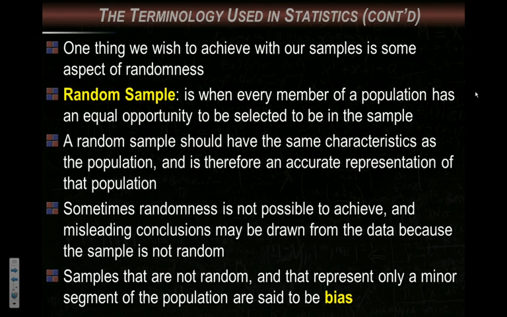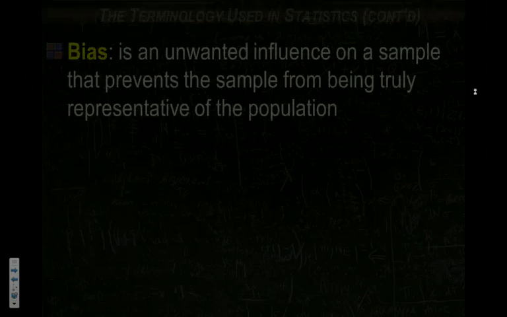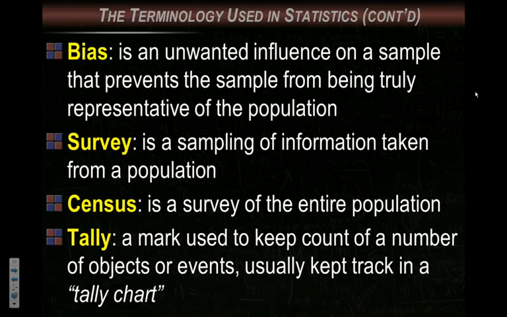that population. Now, sometimes this is not possible and it's hard to achieve. So what might happen is the data that you derive from a sample might be misleading because it doesn't represent your population. Okay? It might, in fact, only represent a minor portion of your population. If this is true, this is said to have bias within the sample. So a bias is an unwanted influence on a sample that prevents the sample from truly being representative of the population. Okay? The word census is used when you survey an entire population. A survey is a sample of information taken from that population.